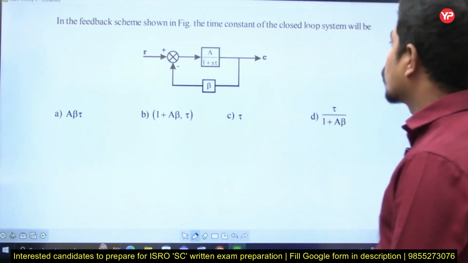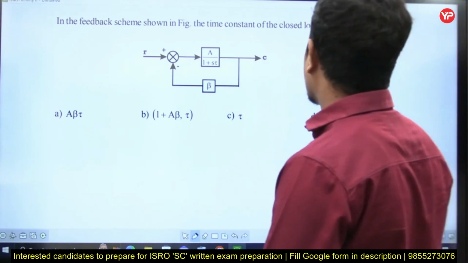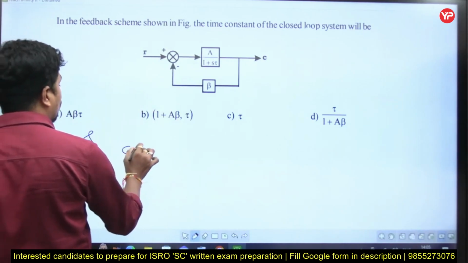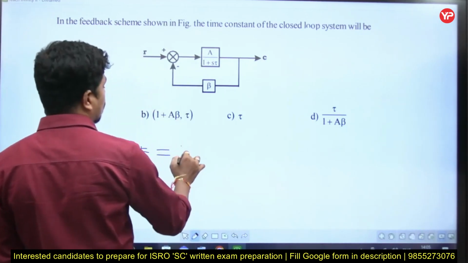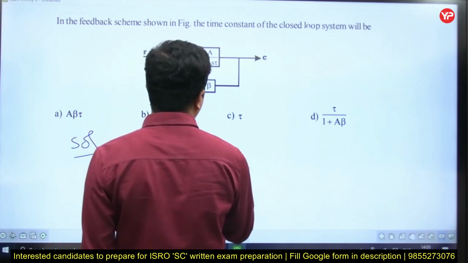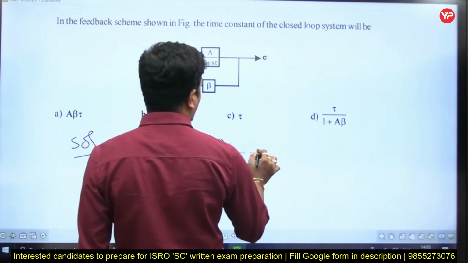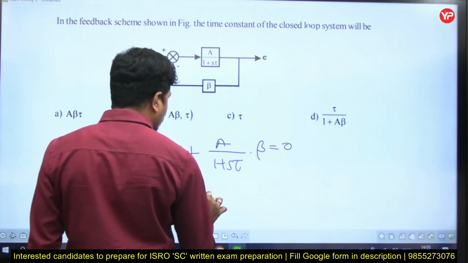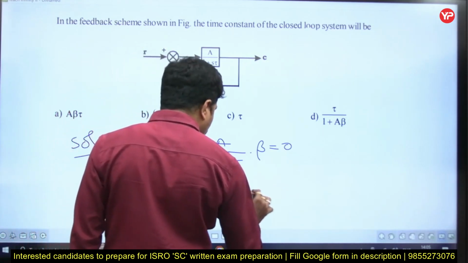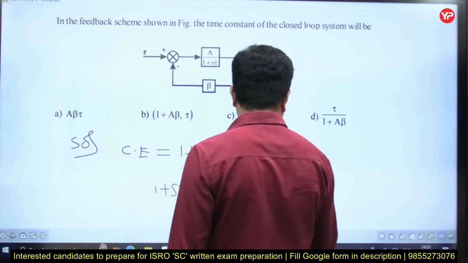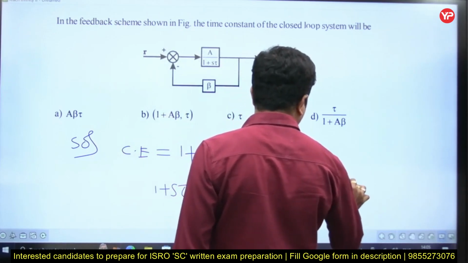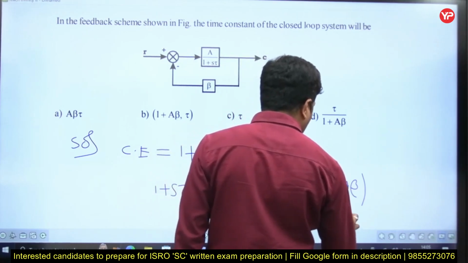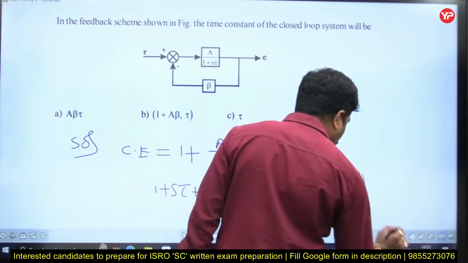In the feedback scheme shown in figure, the time constant of the closed loop system is, first of all, get the closed loop transfer function, the characteristic equation. Characteristic equation is 1 plus A by 1 plus S tau, into beta, is equal to 0. So 1 plus S tau plus A beta is equal to 0. So that implies S tau is equal to minus of 1 plus A beta. So S is equal to minus of 1 plus A beta by tau.